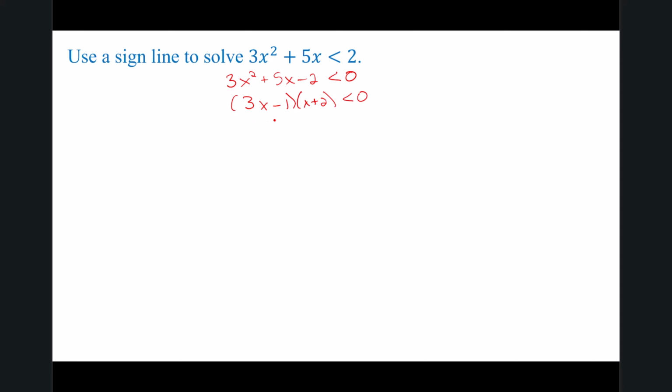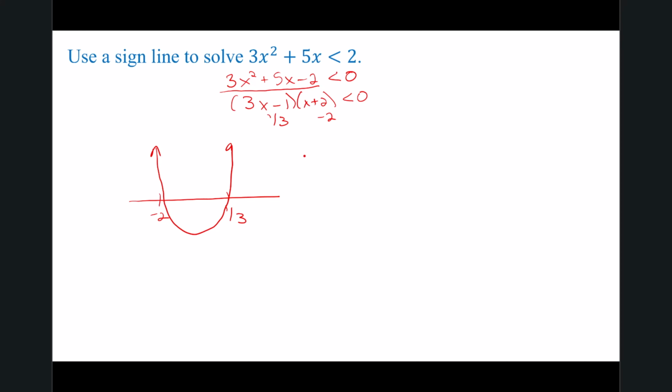So 3x minus 1 equals 0 when x is 1/3, and x plus 2 equals 0 when x is negative 2. So negative 2 and 1/3 are the numbers on my number line. Now I can use a sign line and test different values in each of my intervals. Another option is, I know that this is a parabola that opens up, so I know it will look something like that, passing through negative 2 and 1/3.